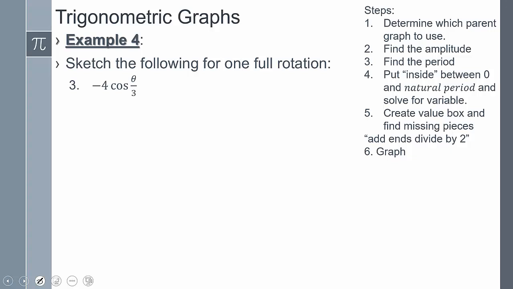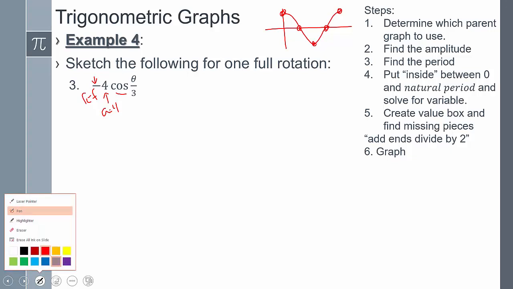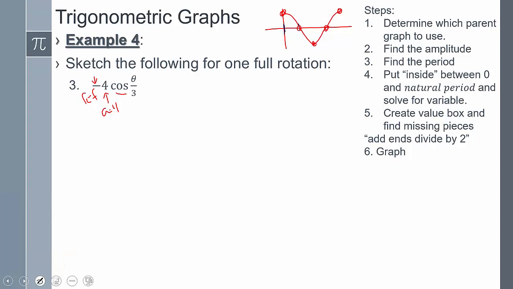So this one here, I have a reflection. My amplitude is 4. It says cosine, so my cosine parent graph starts at the amplitude, crosses, goes below, crosses, goes back up to the amplitude. Now I just need to know what these x values are.